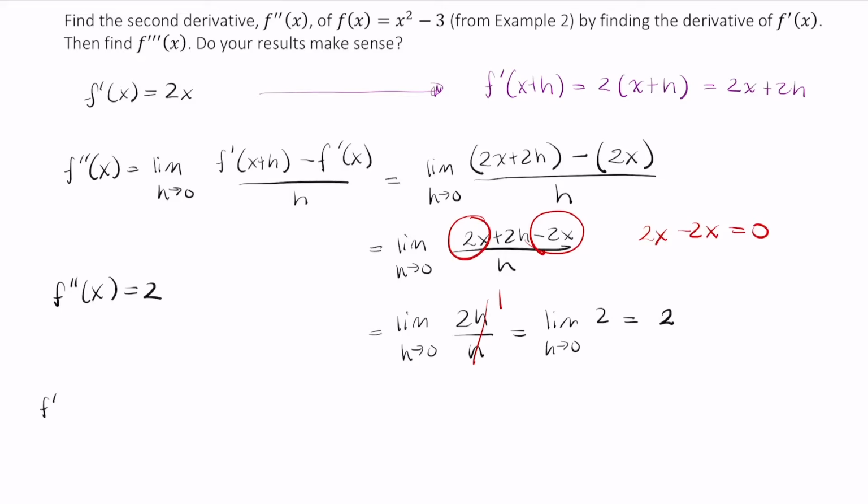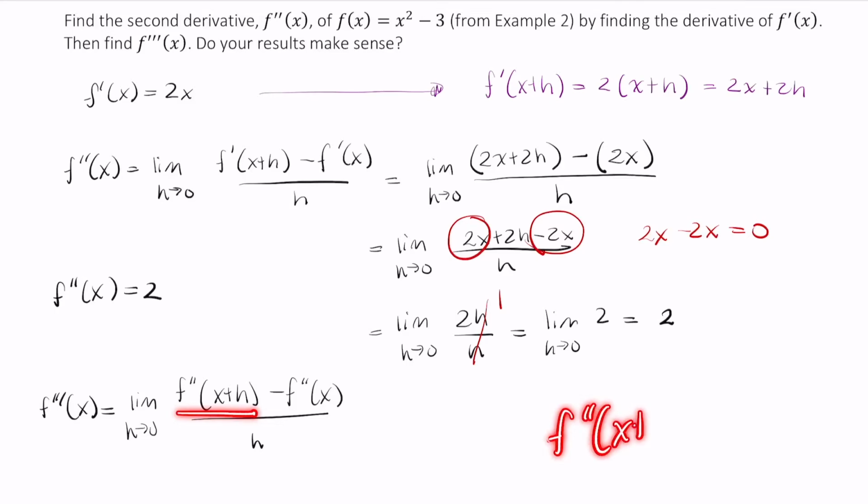So now to find the third derivative, let's write the limit as h approaches 0 of f double prime of x plus h minus f double prime of x divided by h. Let's work out what this is just on the side here. F double prime of x plus h is just going to equal 2. And if you're wondering why, well, there is no x here. None. Anywhere. So there's no x for me to plug an x plus h into. So that's just 2.